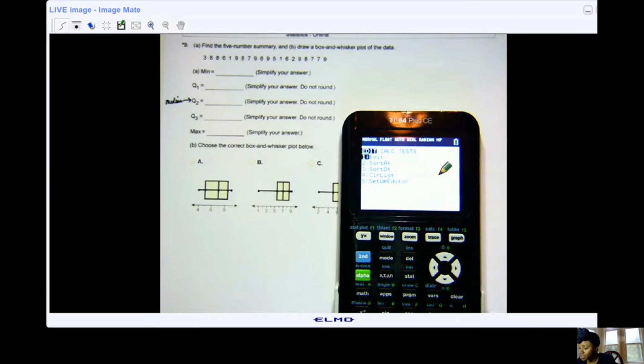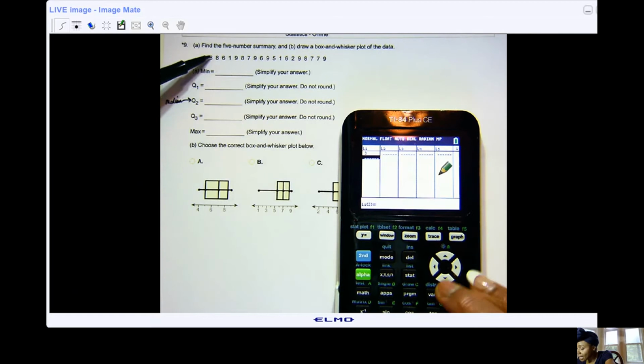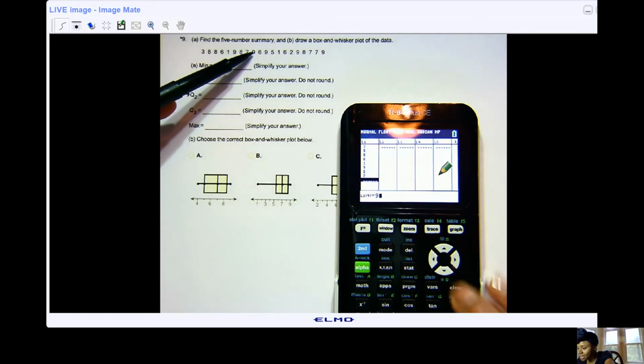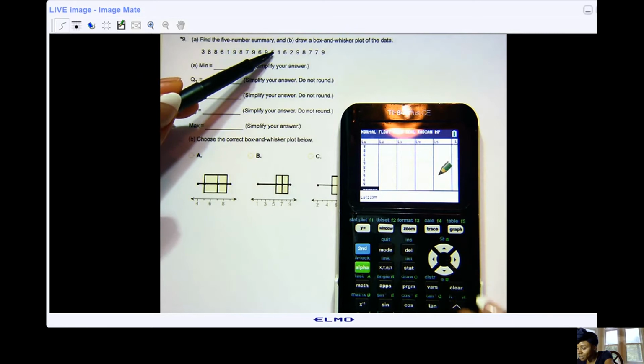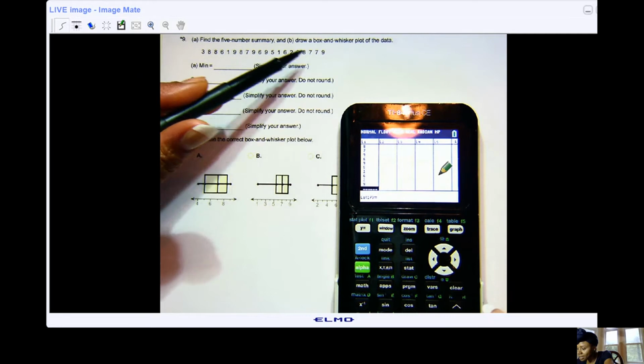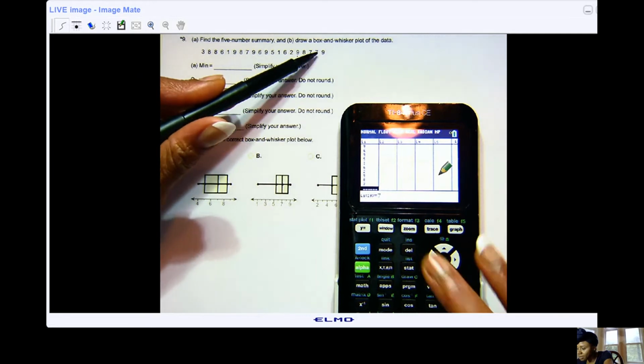So I'm going to enter my values in. I'm going to press stat to do that. Edit is highlighted, so I'm going to press enter. And I'm going to use list one again. I'm going to go up to the name list one and I'm going to press clear, enter. Okay. And then I'm going to put these values in. So I've got 3, 8, 8, 6, 1, 9, 8, 7, 9, 6, 9, 5, 1, 6, 2, 9, 8, 7, 7, 9.